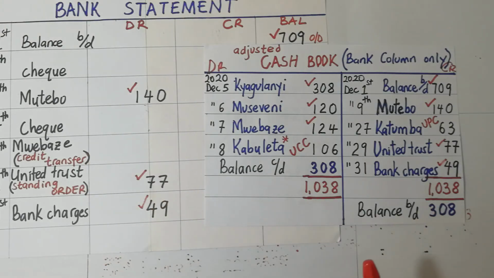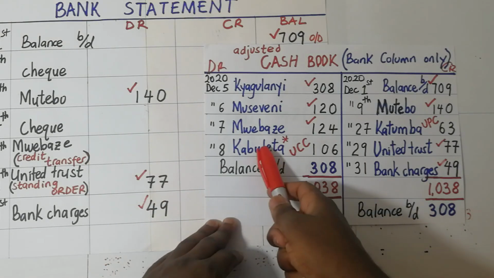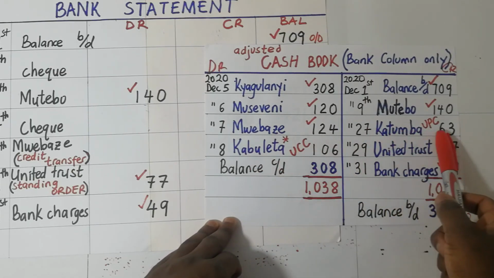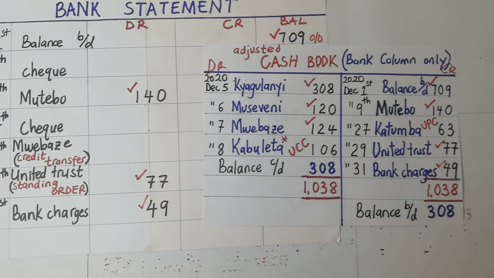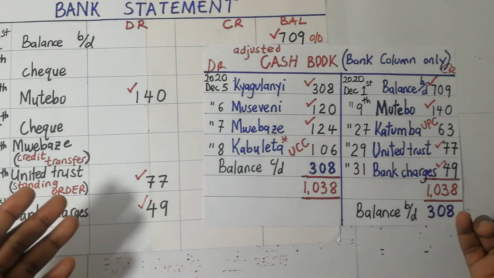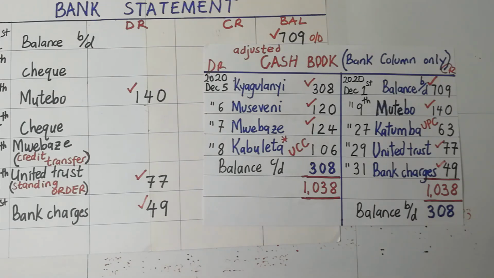Now, as far as the bank reconciliation is concerned, we have this uncredited check of 106 and this unpresented check of 63. So now that we have identified the items that we are going to handle in our bank reconciliation statement, we can go ahead and prepare our bank reconciliation statement.